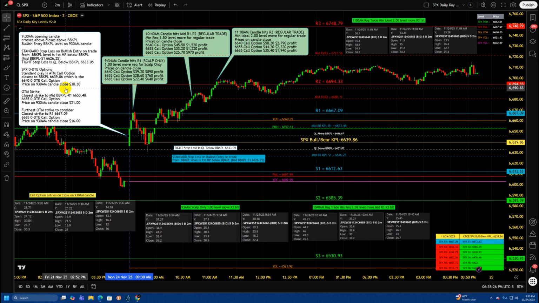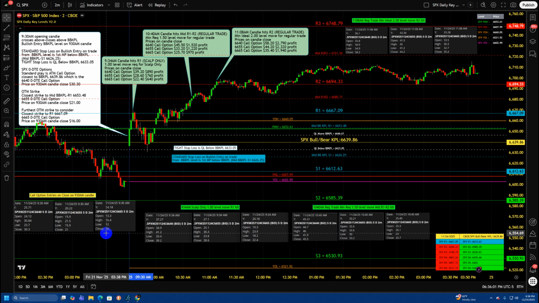Candle close was $30.30. So we have these down here for the different strikes, the at the money and the two out of the monies here. $30.30, 9:30 a.m. candle, 2-minute chart. And then we have the 66.55, which was the first out of the money strike. That was $21 on this 9:30 a.m. candle close. And the furthest out of the money was the strike closest to the R1 level, and that was $16 on the candle close at 9:30.